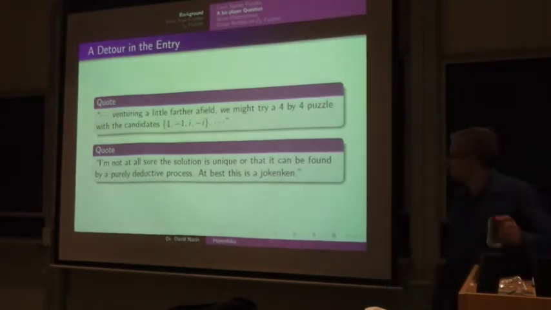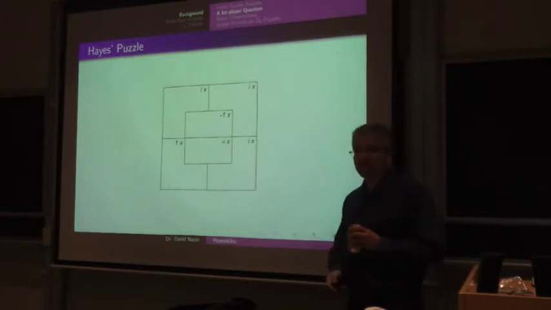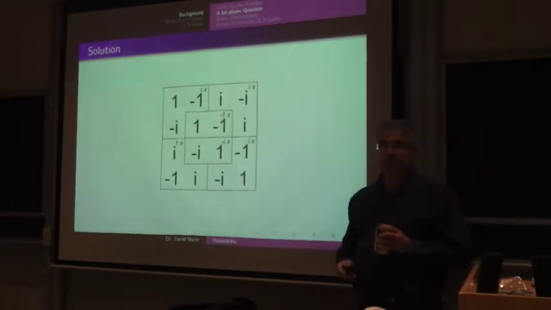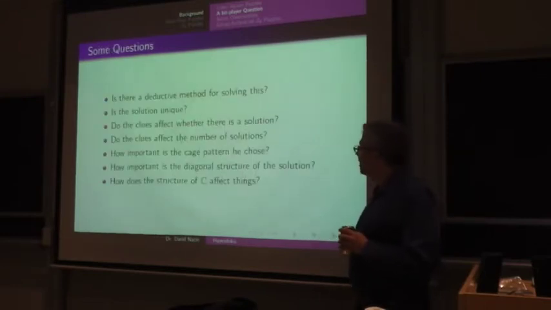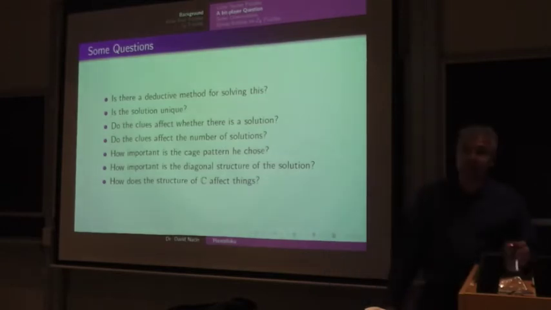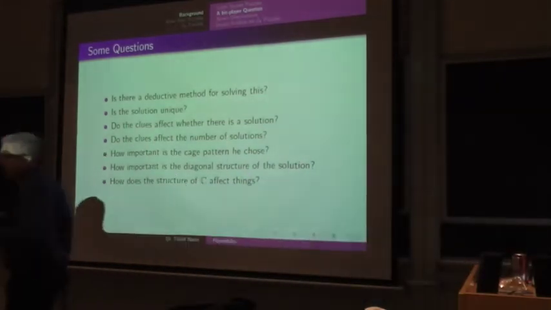So I got interested in this because of that. This was the puzzle that was given. You can see he's got i, -i, 1, and -1. This is what it looked like. And this is a solution, so you can tell by the fact that I'm giving you the solution 5 minutes in that this is not the point of my talk. But there's a whole bunch of questions that immediately come up. So he said he didn't know whether there was a deductive process for finding this solution.